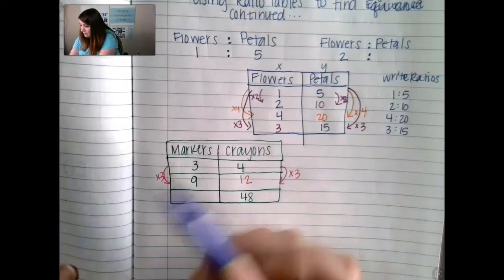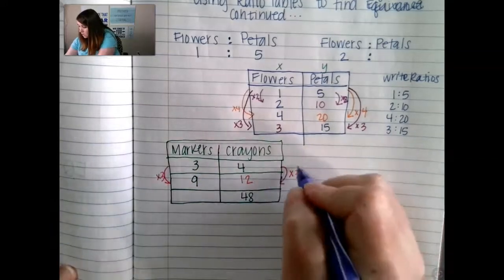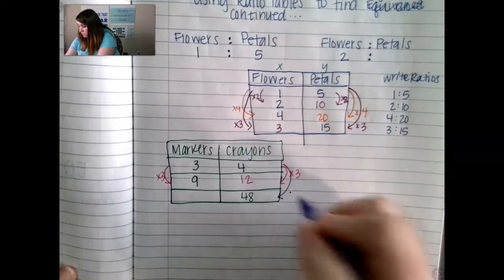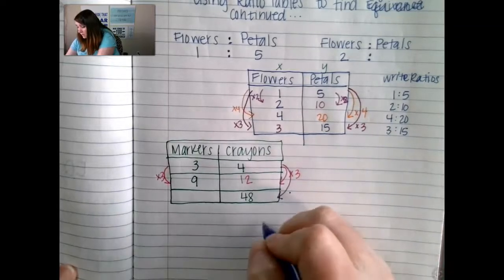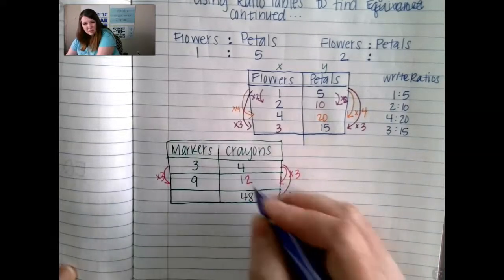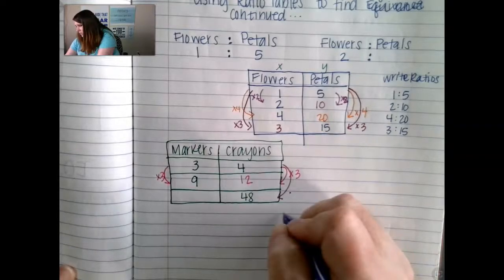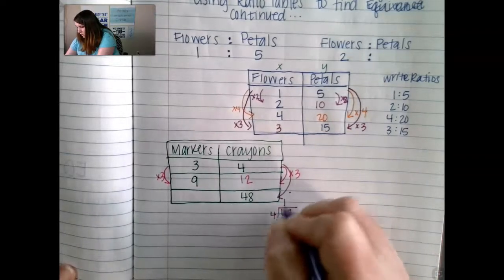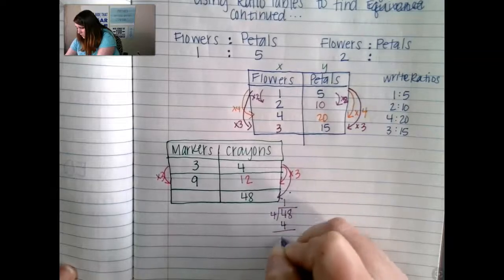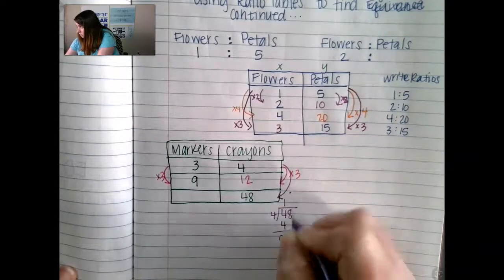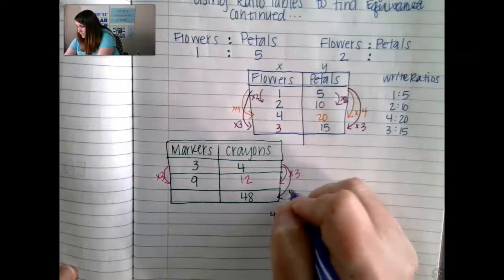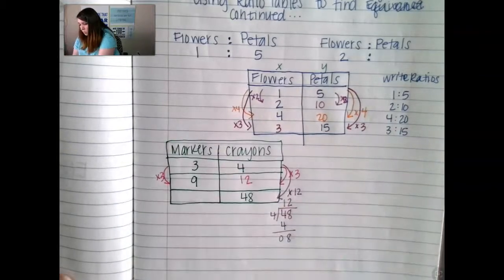How do I get from 4 all the way to 48? What do I have to multiply by? Well, I have a hard time doing that one in my head, so instead I'm going to say 48 divided by 4. 4 goes into 4 once, that's 4, 0, 8, 2, so that one is 12. So here I had to multiply by 12.